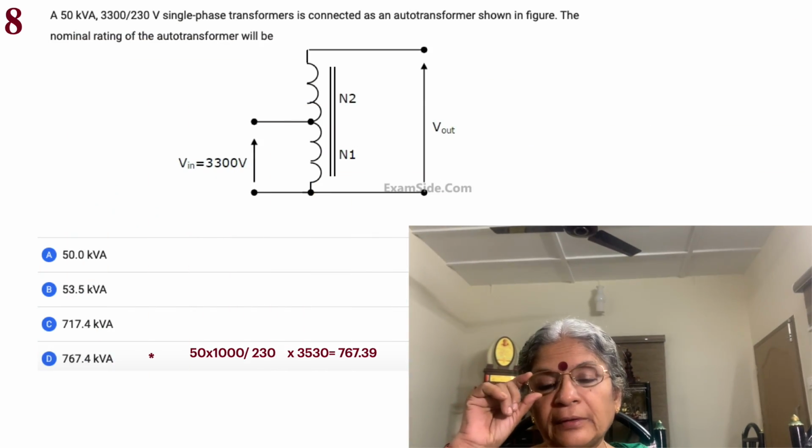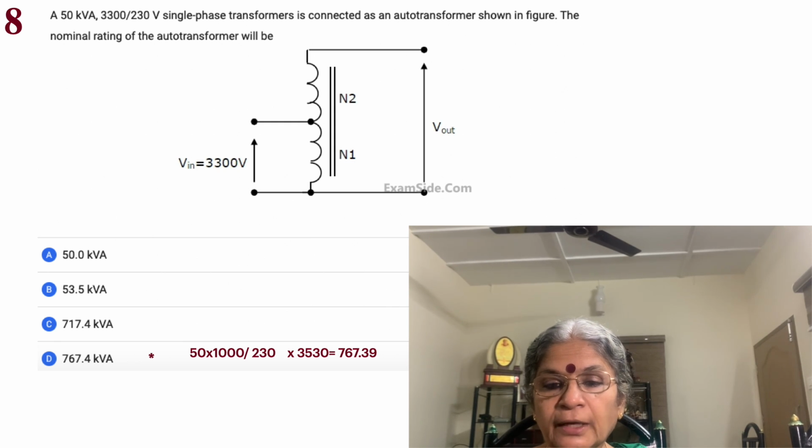And more auto transformers, as can be seen here, N1 and N2. There's a V output, and we give as input only 3300 volt. We get a larger output. How much do we get? The 50 kVA, 3300 by 230. So 3300 is the input. Over and above, add to it 230. So we have 3530 volt as the output.